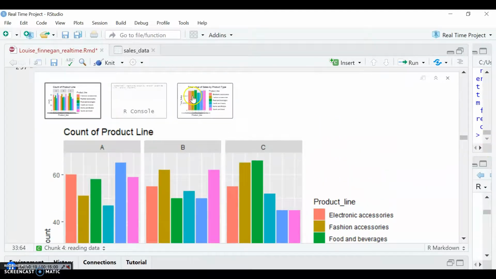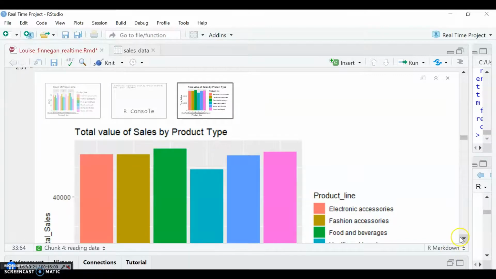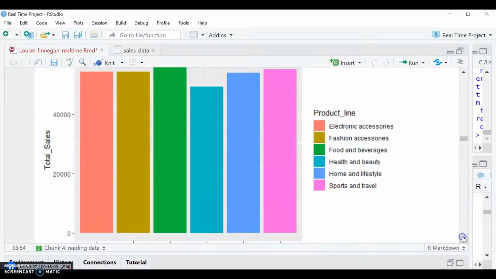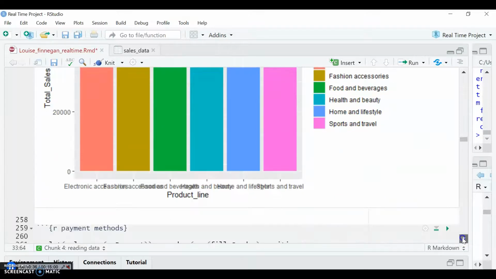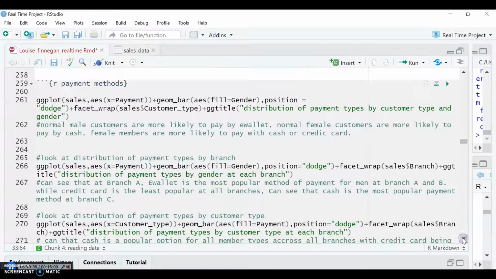Then I looked at the total value of sales by product type. We can see there that the most popular sales is clearly food and beverages. The least popular is health and beauty. Going down further, I'm going to try and speed this up, I looked at the methods of payment.